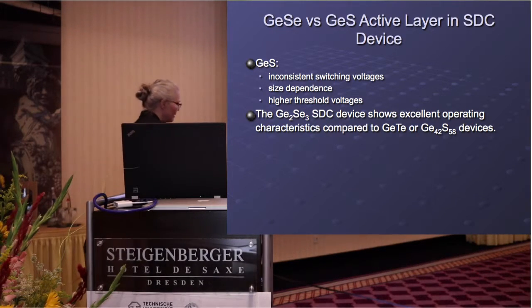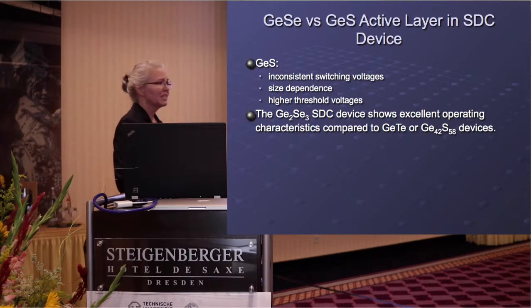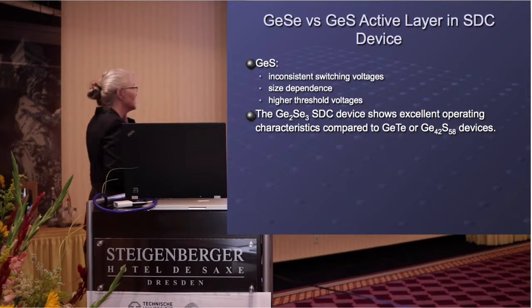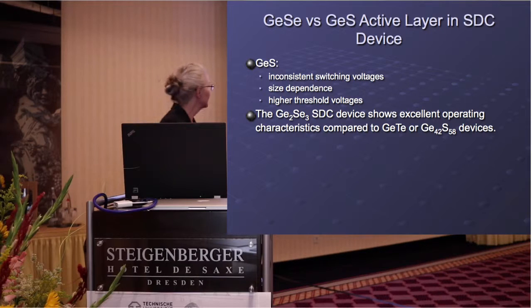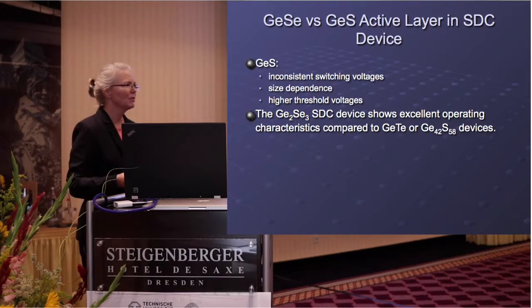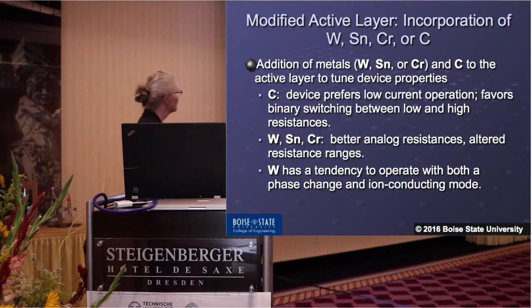So the one thing I can say about our test with the sulfide is we had inconsistent switching voltages, at least in the quarter micron sizes. Some things we don't understand with the size dependence, and I'm not going to pursue that because I don't like the sulfide system, I will say that. The higher threshold voltages are seen in that system as well. And the Ge2Se3 device shows really excellent operating characteristics compared to those other materials, so we're sticking with that one and modifying things around it because it seems to work so well.